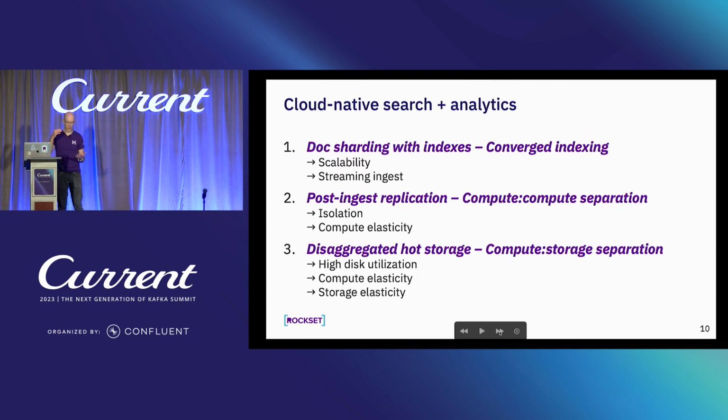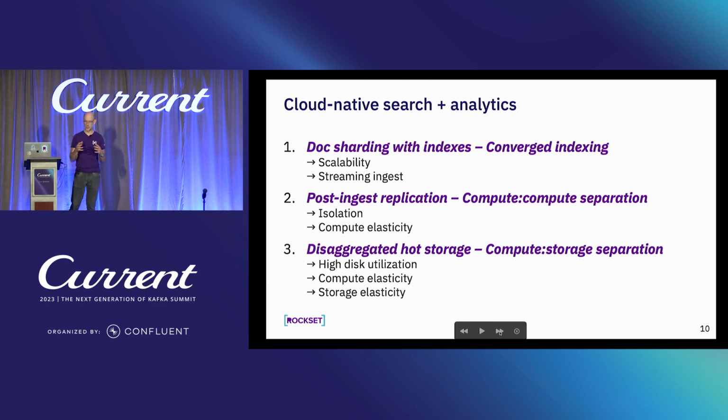So let's go back and look at our top-level points, and then we can relate these to some of the terms that Rockset uses to describe itself. We've made a design choice to have doc sharding with indexes. We call this converged indexing. The sharding gets us scalability, and doc sharding gives us the ability to efficiently do streaming ingest, despite the fact that we have these relatively complicated indexes.